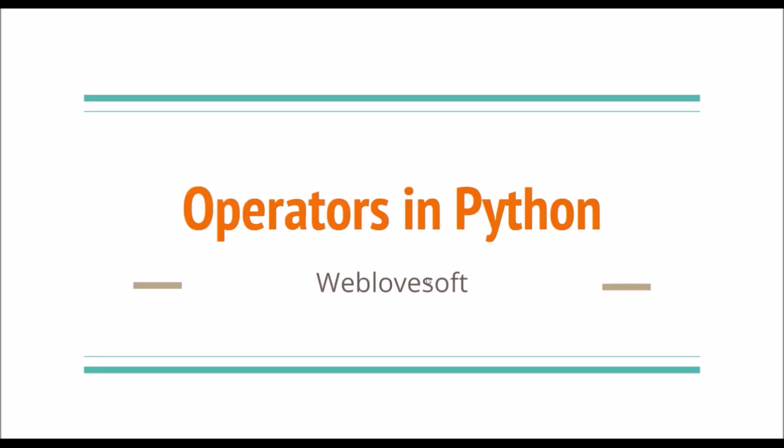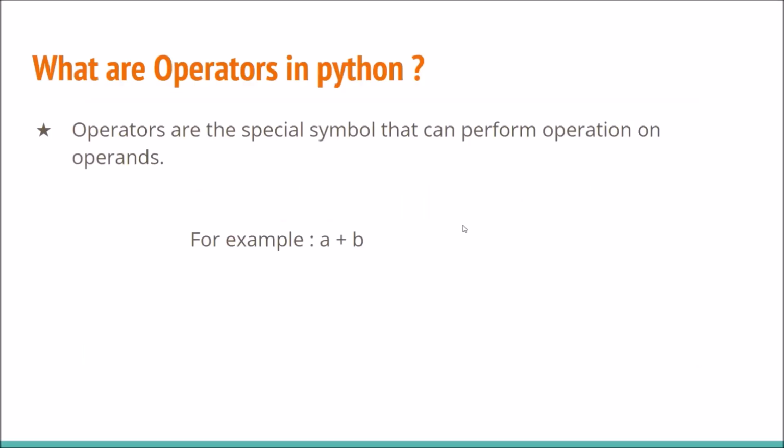Today we are going to learn about operators in Python. Let's start our class. What are operators in Python? Operators are symbols that can perform operations on operands. For example, in the expression a plus b, a and b are operands and plus is the operator.